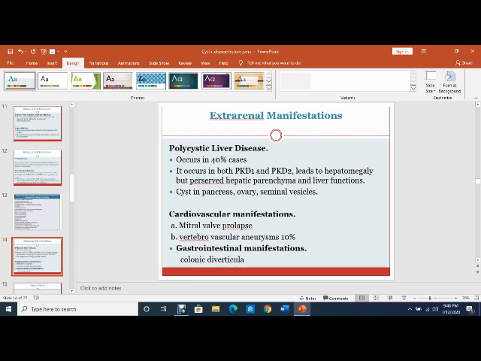Cardiovascular manifestations: valvular problems, mitral valve prolapse, and in the brain, cerebrovascular aneurysm or berry aneurysm that can occur in 10%. Sometimes due to rupture of this berry aneurysm, the patient lands in the ER with a stroke, a hemorrhagic stroke. Colonic diverticula: the presentation of colonic diverticula is hematochezia, fresh blood in the stool.